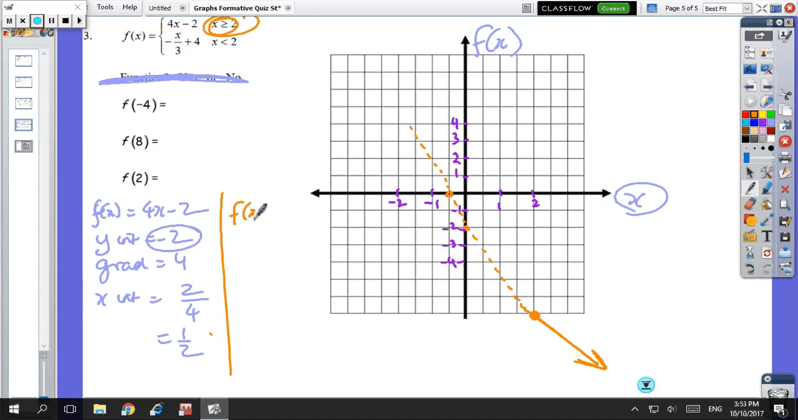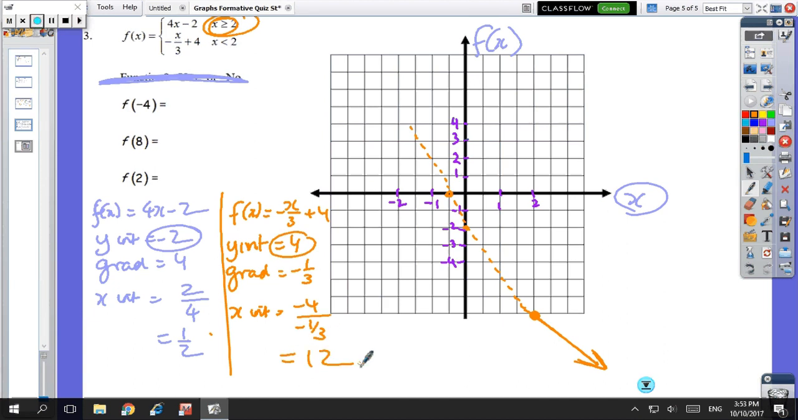Second one, f(x) equals minus x on 3 plus 4. The y-intercept equals 4. The gradient is minus 1/3. The x-intercept is, take the y-intercept, change the sign, divide by the gradient, and when you put that in your calculator you get 12. So my scale is pathetic. So 12, let's say the 12 is way over there. The y-intercept is 4, which is there.